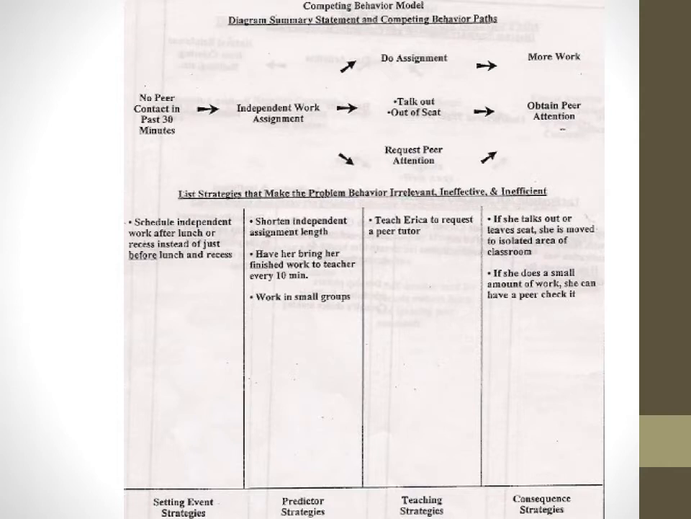From your reading, we have learned that we want to make problem behavior irrelevant, ineffective, and inefficient. We can do that by manipulating setting events, antecedents, or consequences. Or you can actually teach the alternate behavior first and then eventually the desired behavior. So this is a whole BIP. After you complete the FBA and then the pathway, you will develop the BIP, the intervention plan, the bottom part, the bottom 4 columns.